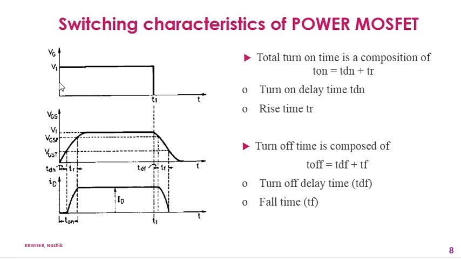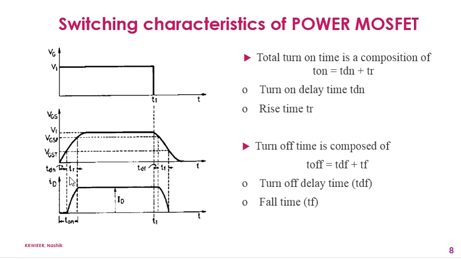As this Vg is applied for duration t1, this is the plot for ID drain current, and this is the plot for gate to source voltage. Here you can see the total turn on time is a composition of TDN plus TR, that is, the sum of turn on delay time and rise time.